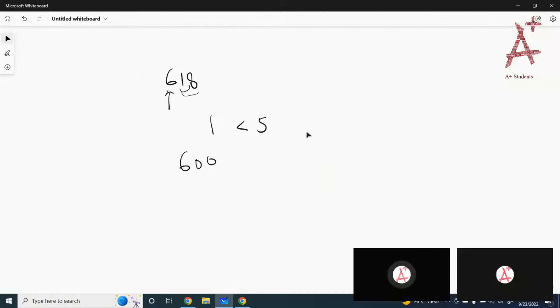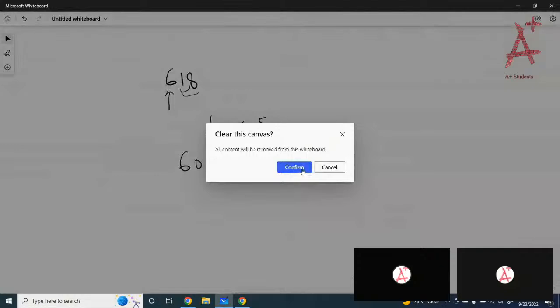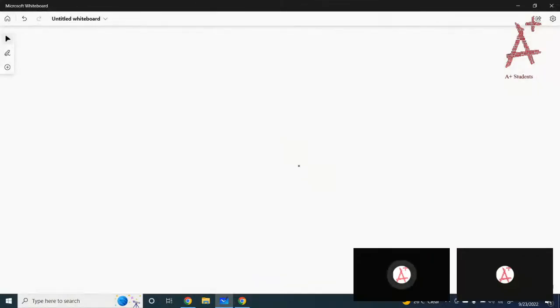Okay, the next one is, what is 3633 rounded to the nearest thousand? You have to round off the thousands. So the digit that is at the thousands place is 3.